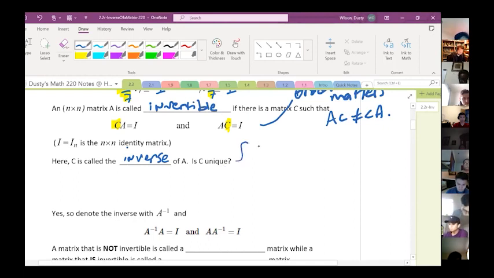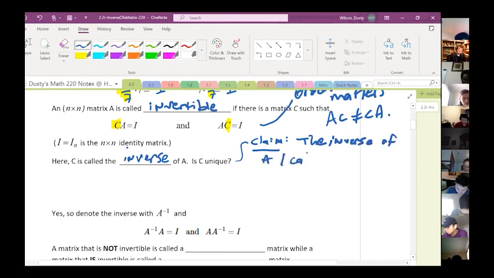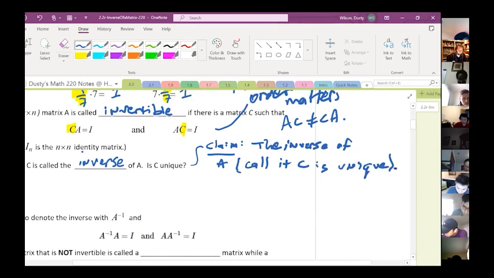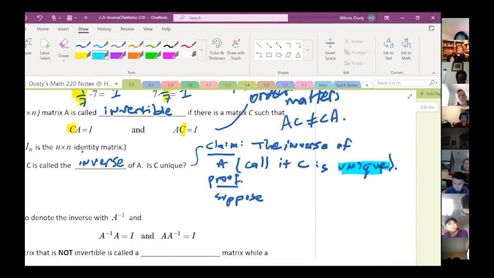Here's my claim. The inverse of A, call it C, is unique. Here's my proof. In this case, I will start with the word suppose. This is what's called a uniqueness proof, and uniqueness proofs always start the same way. Unique means that there's only one. So if you want to prove that something is unique, you suppose that it's not unique and see what happens. Suppose there are two inverses.